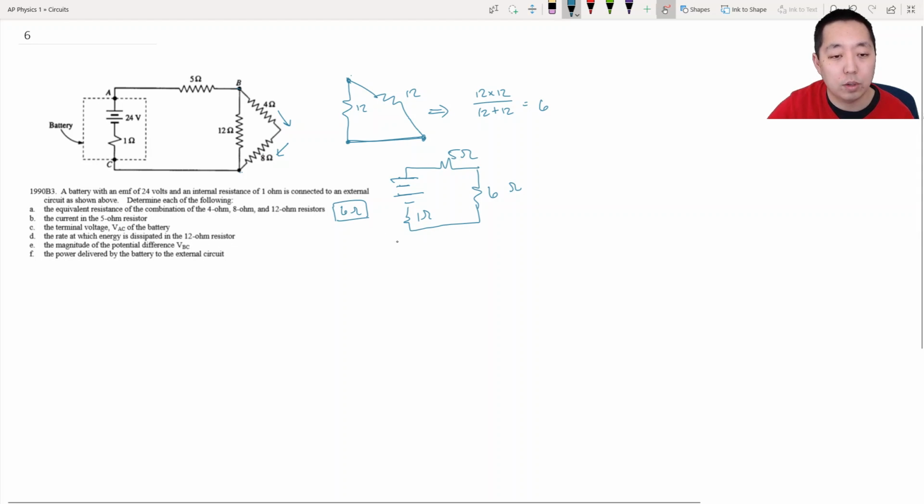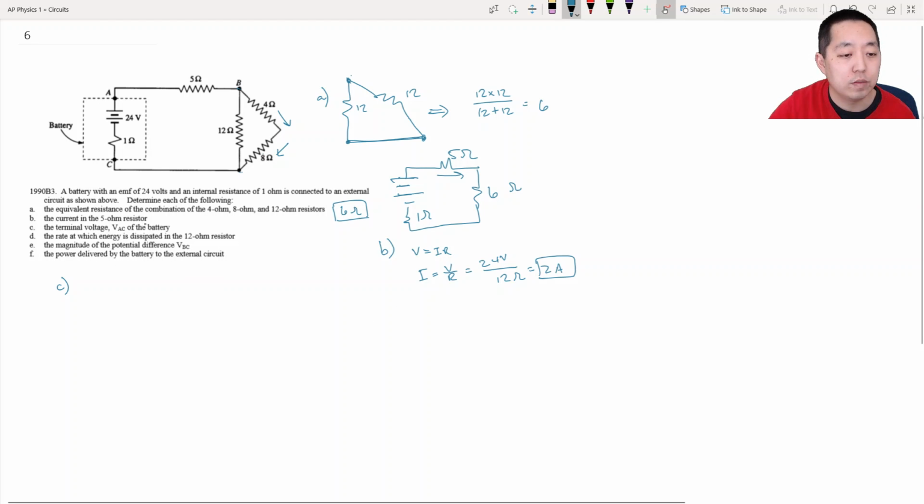So to calculate the current through this 5 ohm is just to take the total voltage and total resistance, and do V equals IR. The current is equal to V over R. The voltage is 24 volts. And the total resistance, because they're in series, is 12 ohms. That's equal to 2 amps. So that was A here. This is B here.